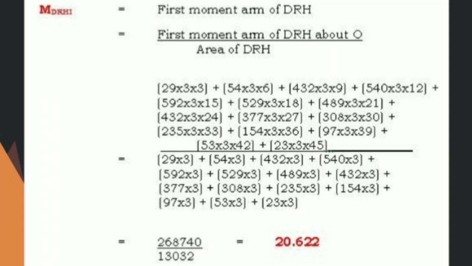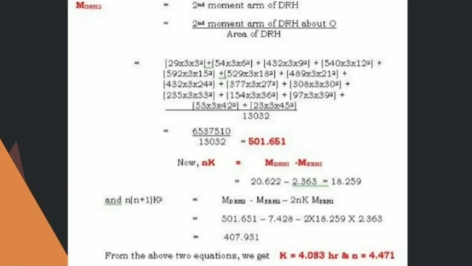MDRH1 equals first moment arm of DRH about 0 over area of DRH, equals 268,740 over 13,032, equals 20.622. MDRH2 equals second moment arm of DRH about 0 over area of DRH.